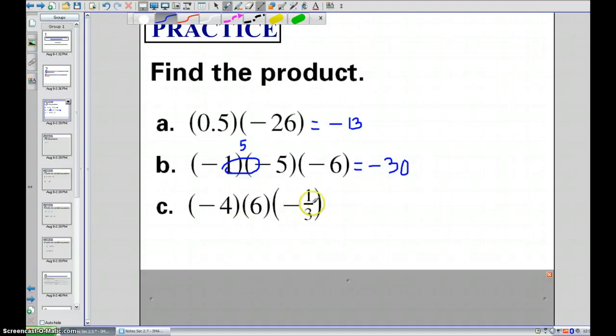And then negative 24 times negative 1/3. We now have an even number of negatives, so we will have a positive number. So we have 24 divided by 3, or positive 8. So that's what we want to take away from this practice set: whenever we have an odd amount of negative numbers, our product will always be negative, and when we have an even amount of negative numbers, we're going to have a positive product.